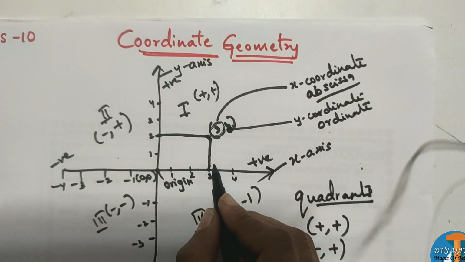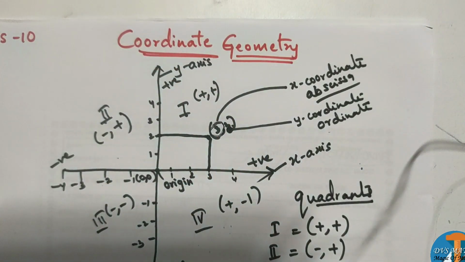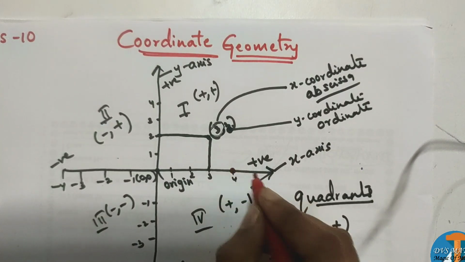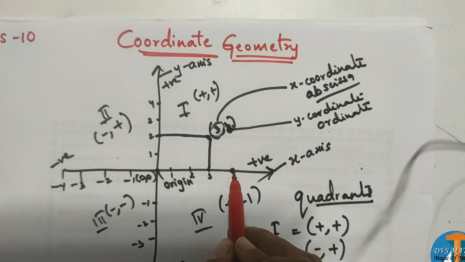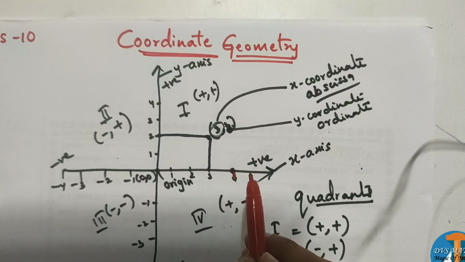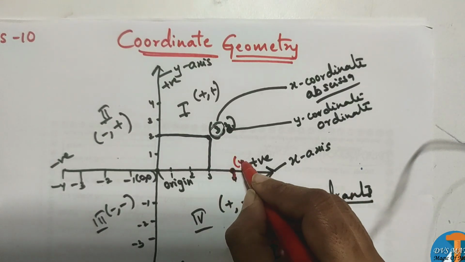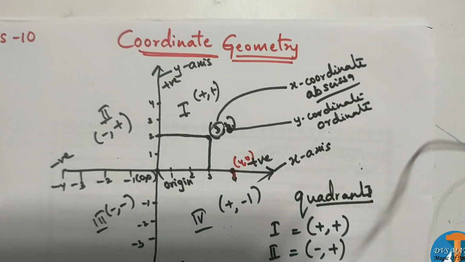Now consider any point on the axis. Remember, if I consider this point, I am taking the point on the x axis, right? If I consider any point on the x axis, y becomes 0. Look here, this point becomes 4 comma 0, because if you take any point on the x axis, y becomes 0.